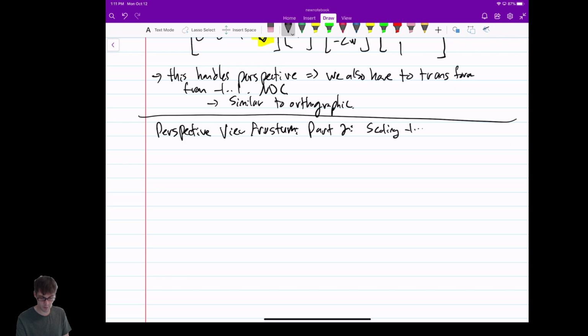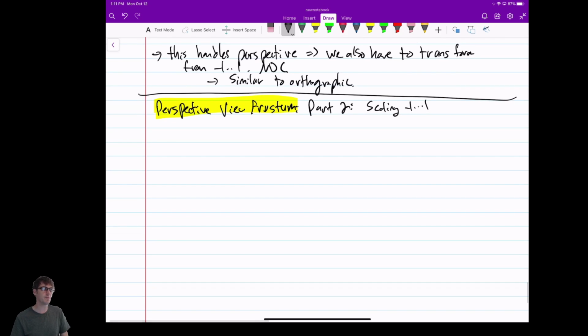Scaling -1 to 1. And this gets a little ugly. The derivation gets a little ugly, but I think the idea should be simple. We've already done this for orthographic. You rescale to 2, you shift, you divide, it's all good, right? But I'm going to spell it out for us anyway, because I think it's really useful to see how that works. So here's my I over here.